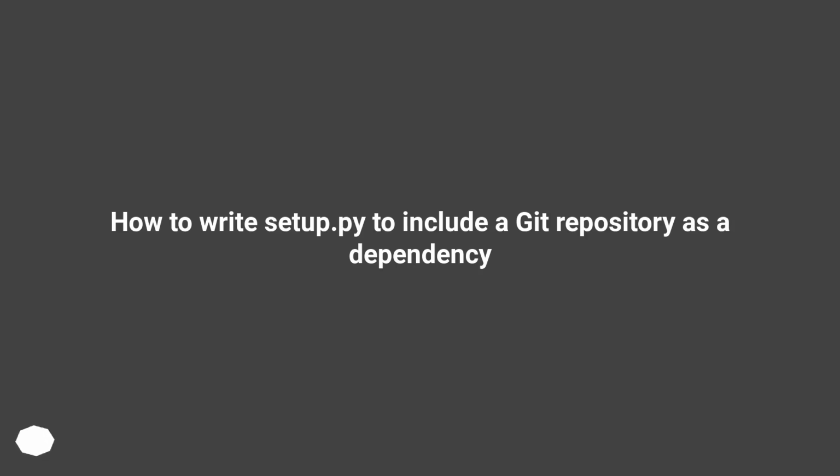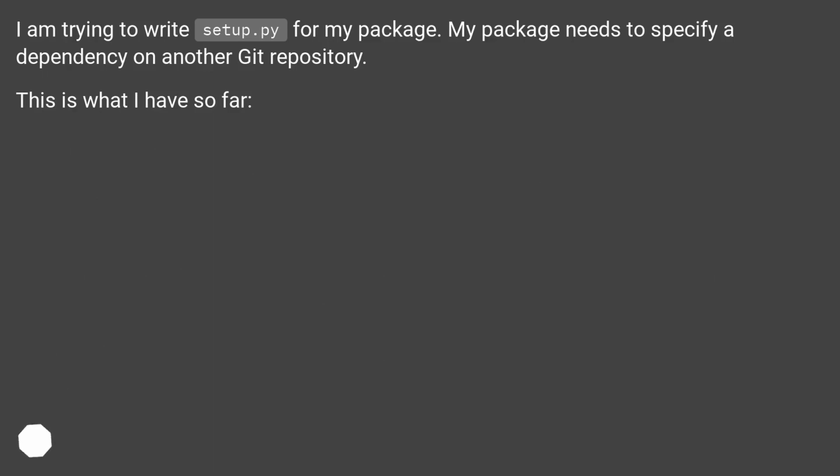How to write setup.py to include a Git repository as a dependency. I am trying to write setup.py for my package. My package needs to specify a dependency on another Git repository. This is what I have so far.